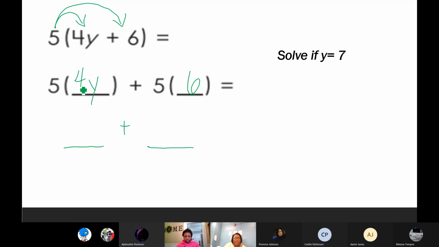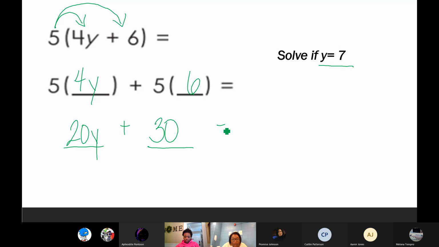Remember, don't forget what we do here. What are we doing with 4 and 5 here? 20y. Very good. Plus? 30. Very good. So now we're going to solve for, they already have told us what y is.